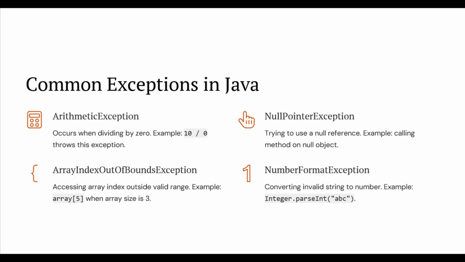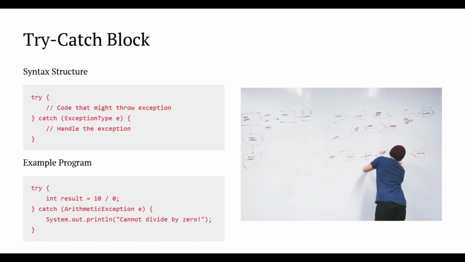Some common exceptions we see in Java are ArithmeticException, NullPointerException, ArrayIndexOutOfBoundsException, and NumberFormatException. ArithmeticException occurs when dividing by 0, NullPointerException when using a null object, ArrayIndexOutOfBoundsException when accessing an invalid array index, and NumberFormatException when converting an invalid string to a number. These exceptions occur very frequently in programs.